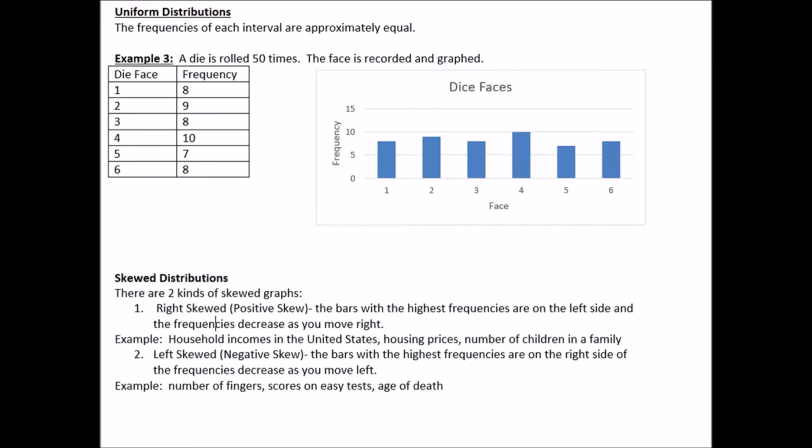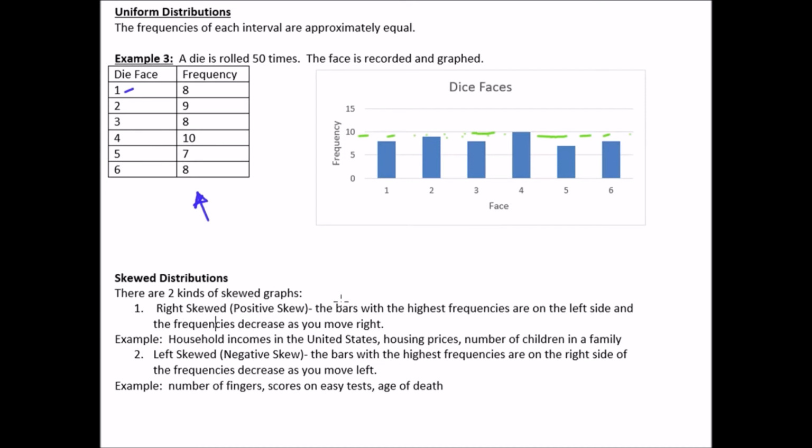Uniform distributions are when the frequencies in each interval are either equal or approximately equal. A die is rolled 50 times and the face is recorded in a graph. So this is what the die faced up, either 1, 2, 3, 4, 5, or 6. If we take a look, they're all approximately around the same height, the same level here. That's a uniform distribution.